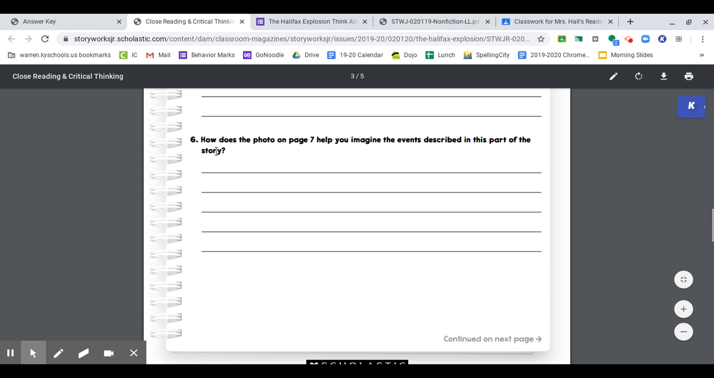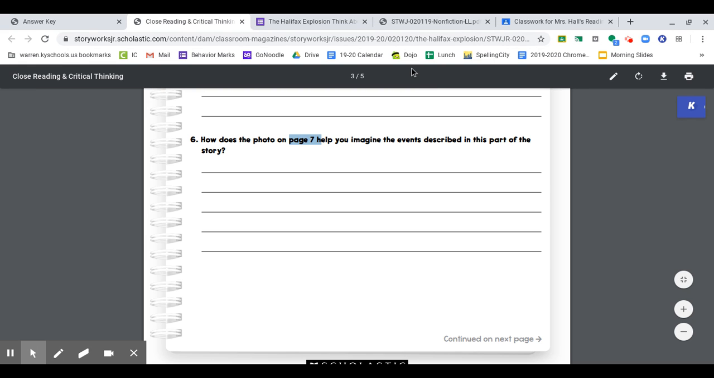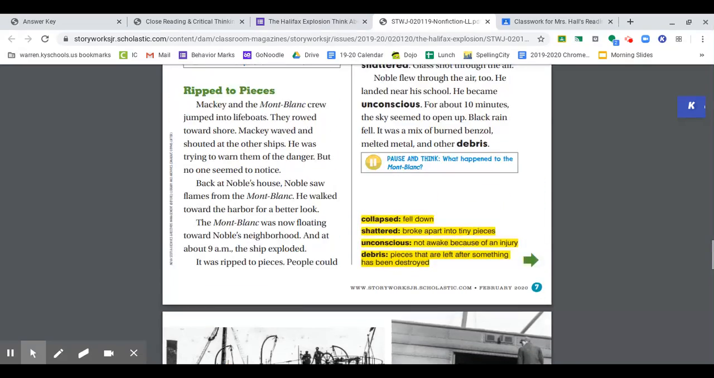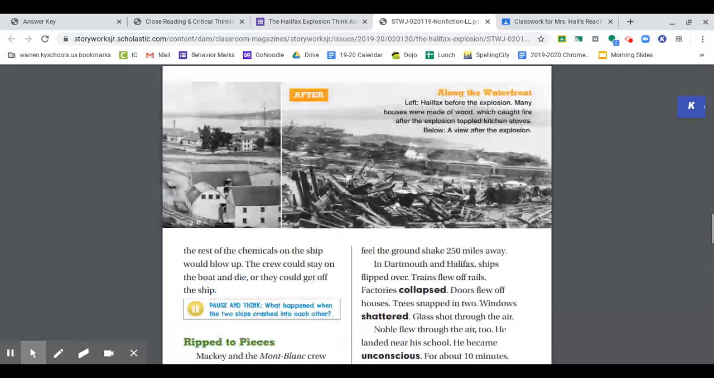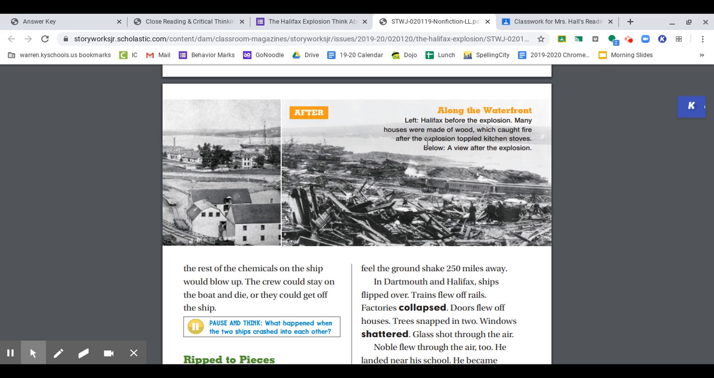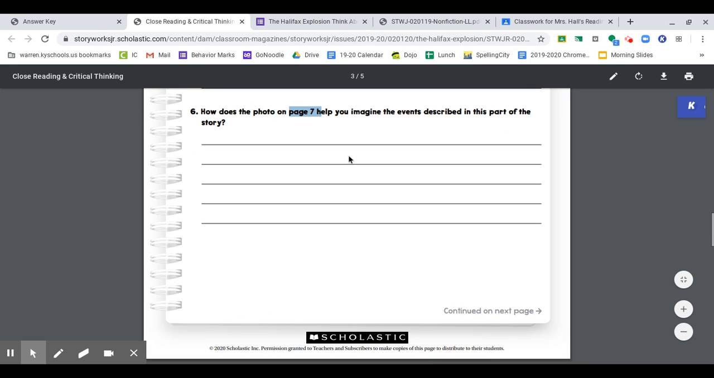On number 6, it says, what does the photo on page 7, so you need to go back to page 7, help you imagine the events described in this part of history? So how does that photo on page 7 help you with this part of history? So this is page 7 here. This photo here. Read the caption again. It will let you know what's going on in this picture, helps you understand what's going on in it, and then all of that together helps you understand what's going on in that part of history. So how does that help you in the story?